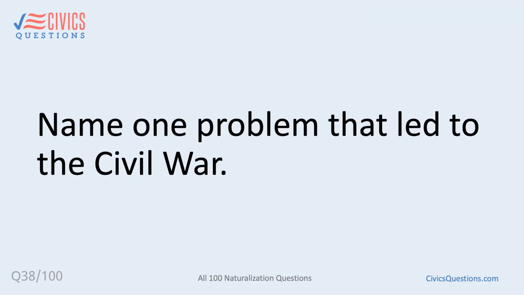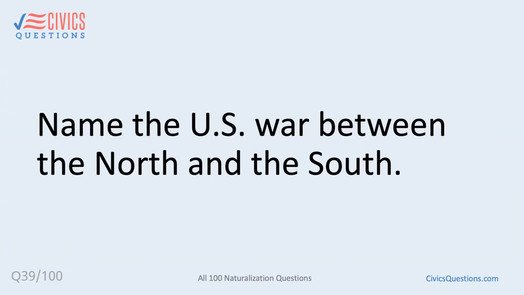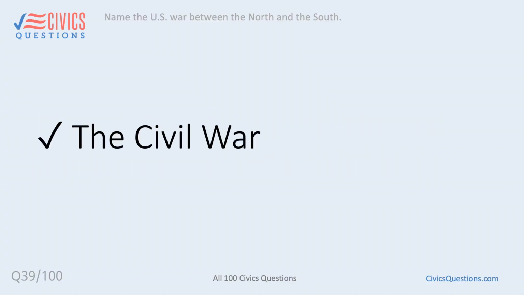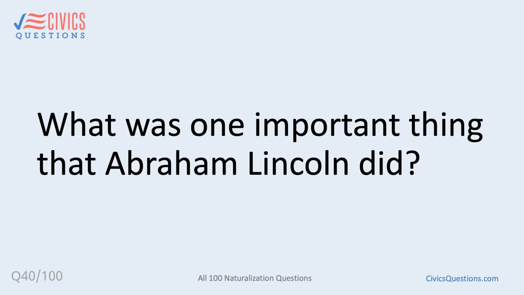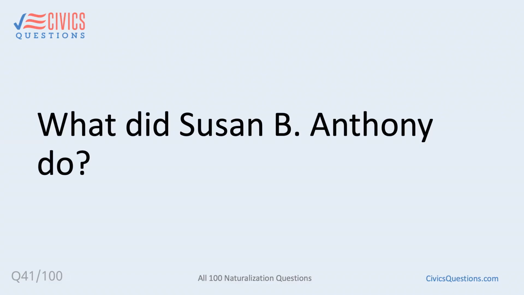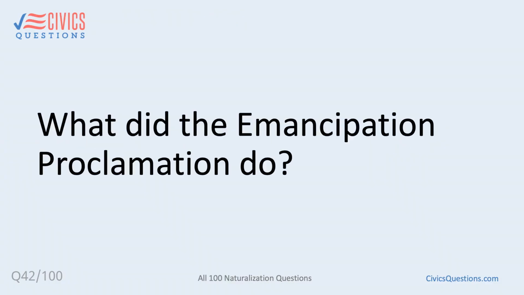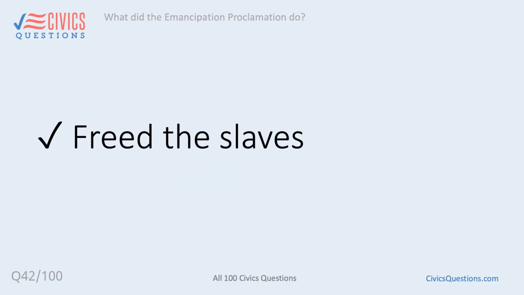Name one problem that led to the Civil War. Slavery. Name the U.S. war between the North and the South. The Civil War. What was one important thing that Abraham Lincoln did? Freed the slaves. Emancipation Proclamation. What did Susan B. Anthony do? Fought for women's rights. What did the Emancipation Proclamation do? Freed the slaves.